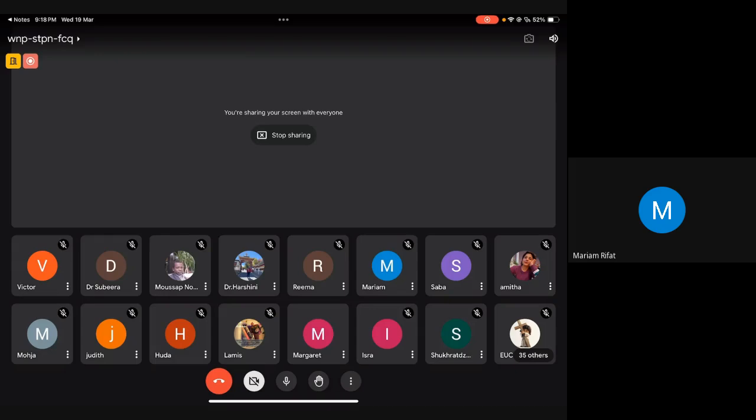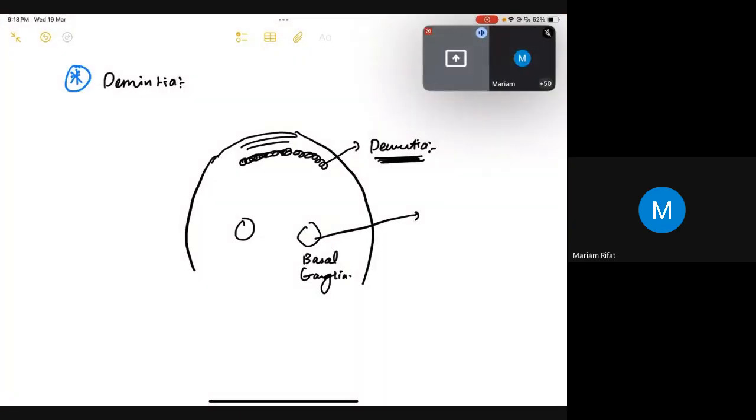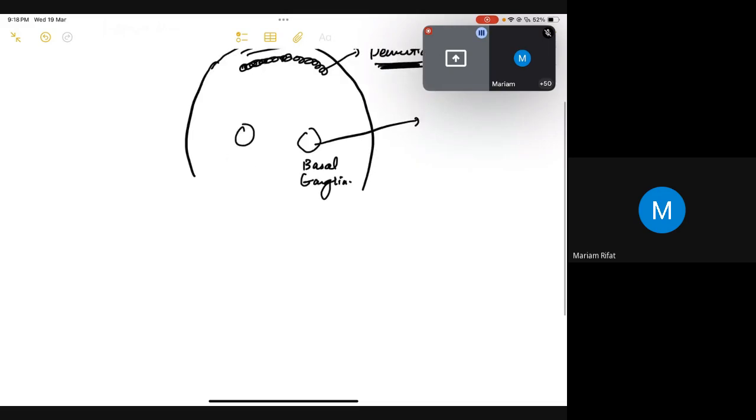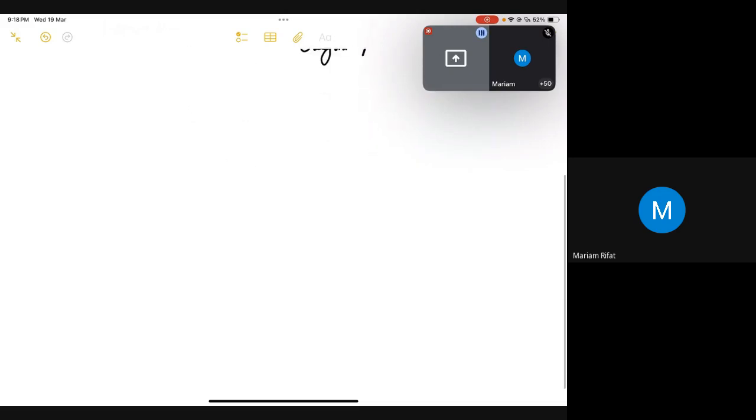So the basic concept which you should keep in mind is that whenever we have degeneration of subcortical gray matter, it would lead mainly to dementia. But whenever we have degeneration of the deep gray matter, for example basal ganglia, it would lead to movement disorders, right? So the first disorder which we are going to discuss is Alzheimer disease.